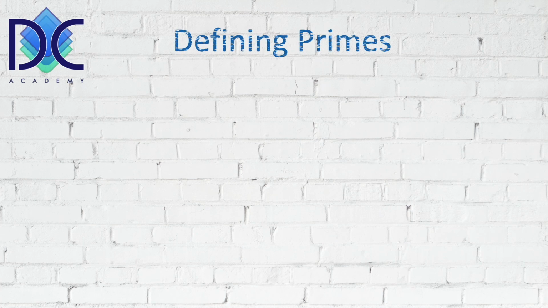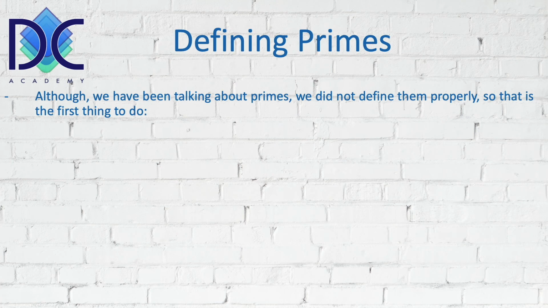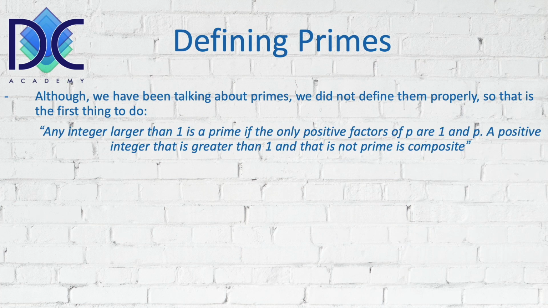Now, when we look at the primes, we first have to define them properly. A prime is any integer larger than 1 whose only positive factors are 1 and the number itself. A positive integer that is greater than 1 and that is not prime, we call a composite, because we can write it as a multiplication of primes.